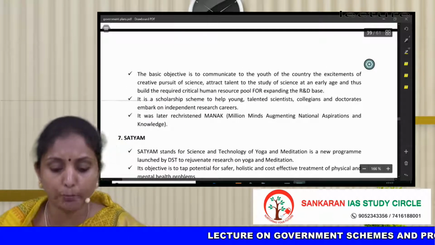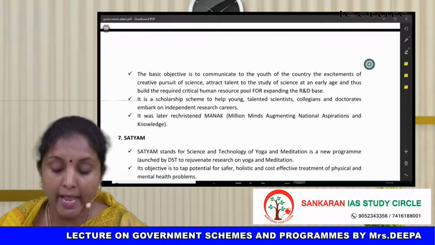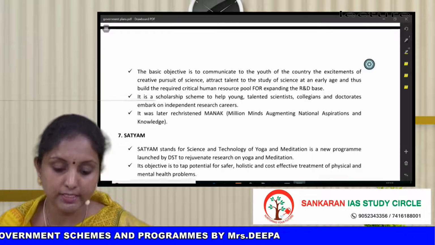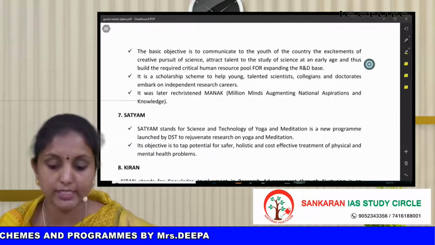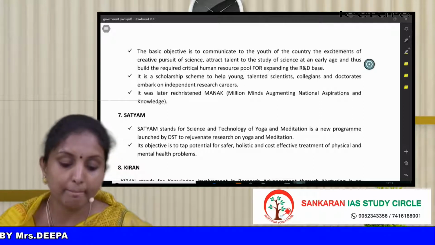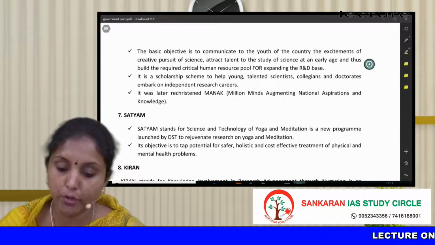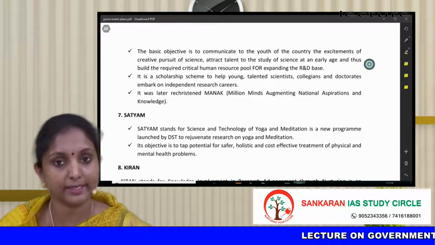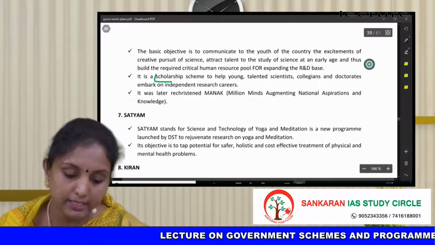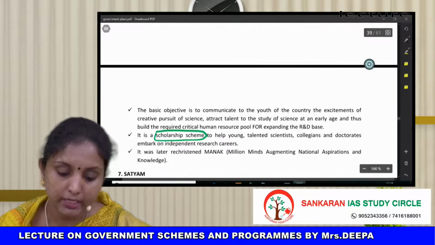The basic objective is to communicate with the youth of the country with the excitements of the creative pursuit of science, attract talent to the study of science at an early age, and thus build the required critical human resource pool for expanding the R&D base, research and development base. It is a scholarship scheme, that is important.